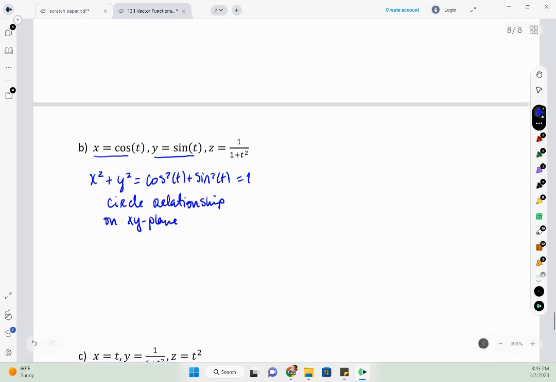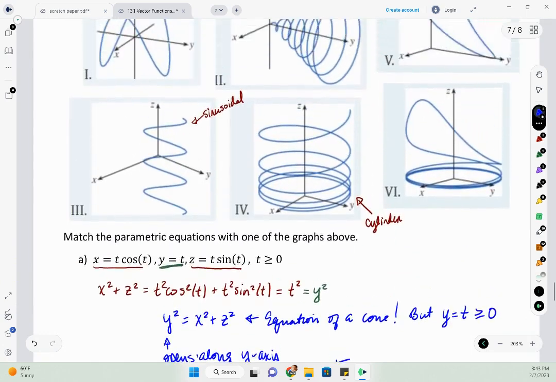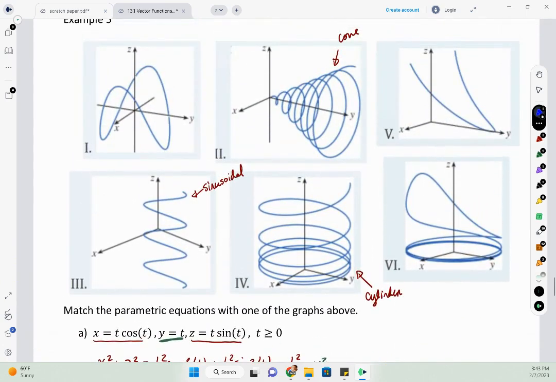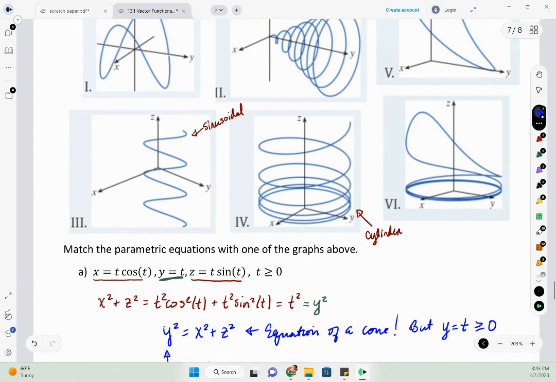Now, if I stop right now and go back up to my pictures, I'm looking for circular relationships on the xy plane. Look at 4 and 5. 4 is the cylinder. That almost looks like the one we want. 5 is cylindrical, kind of, except for that weird top that it has. Let's see which one we should choose. z is going to tell us.